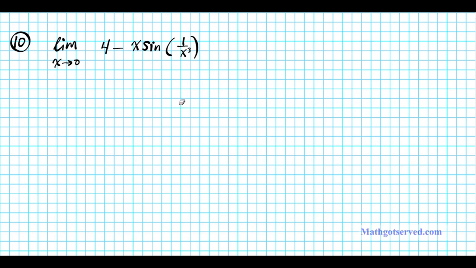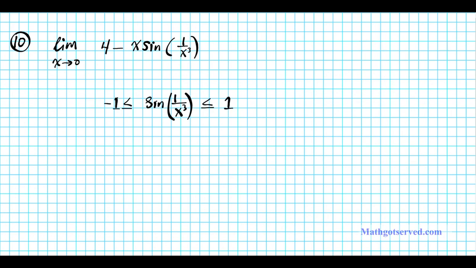First thing we want to start with is by acknowledging the boundaries of the sine function. We know that the sine is bounded between 1 and negative 1, regardless of what this denominator is. So let's write that with an inequality. We have negative 1 is less than or equal to sine 1 over x to the third. That's the range of your sine function. We know that from trig.